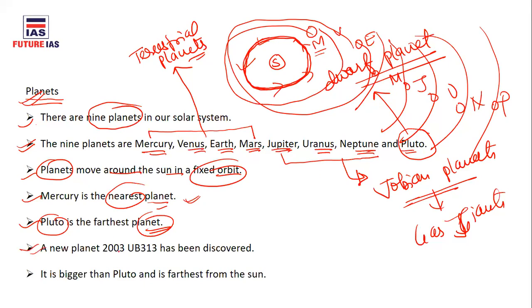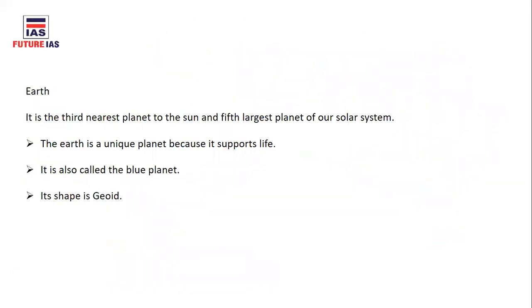A new planet, called 2003 UB313, has recently been discovered. This new planet is bigger than Pluto, and it is the furthest from the sun. So this is how a new planet has also emerged. These are our 9 planets, as shown by this figure, and this is what is depicted in your NCERT book also.